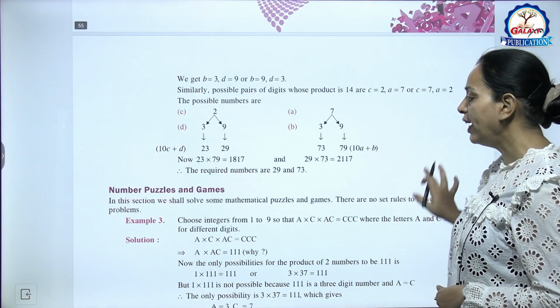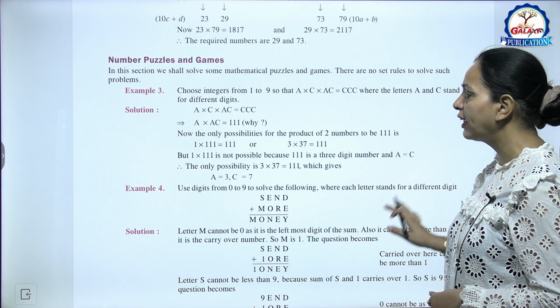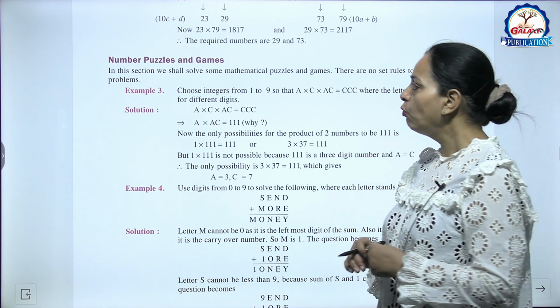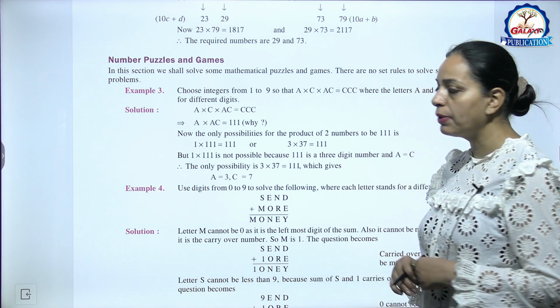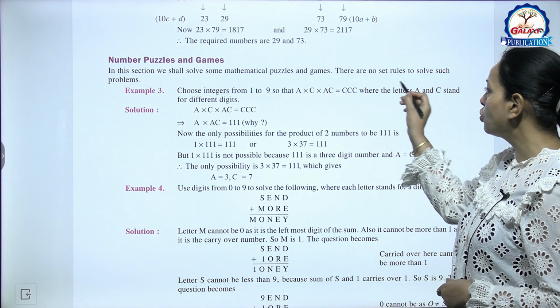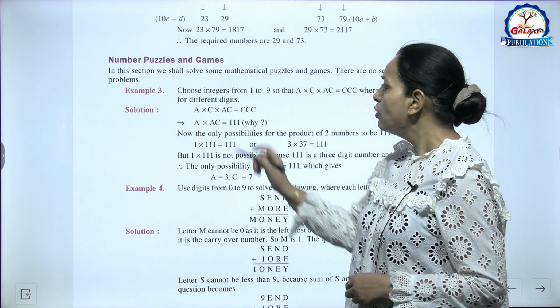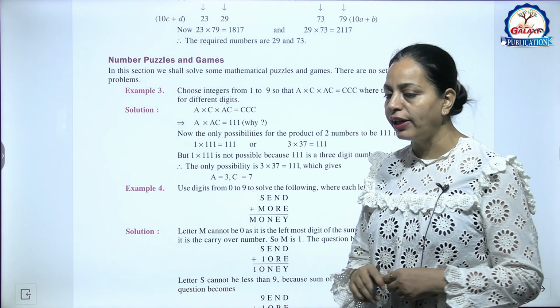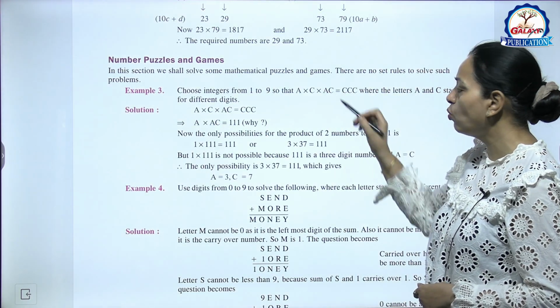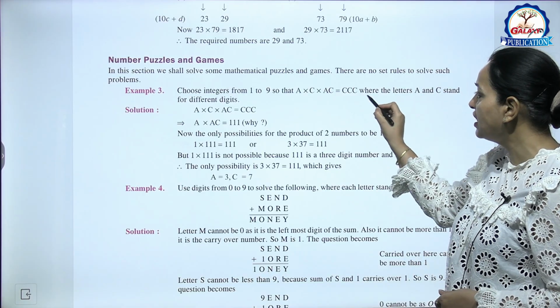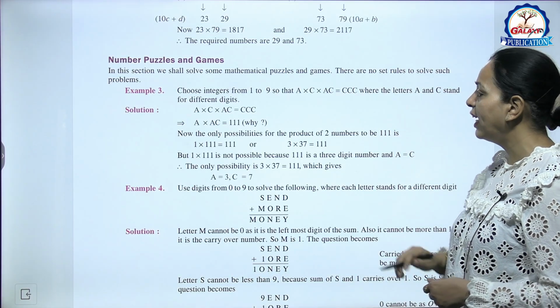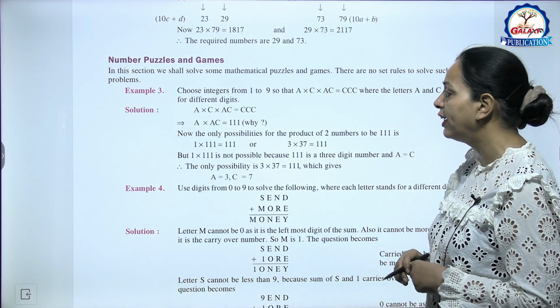Okay, now the next is number puzzles and games. In this section we shall solve some mathematical puzzles and games. There are no set rules to solve such problems. Now example 3: choose integers from 1 to 9 so that a into c into ac equals ccc, where the letters a and c stand for different digits.